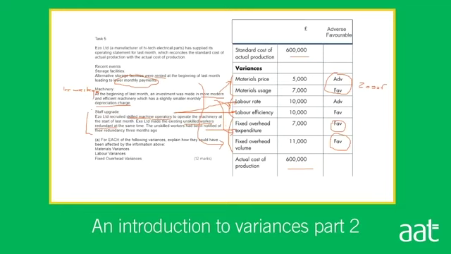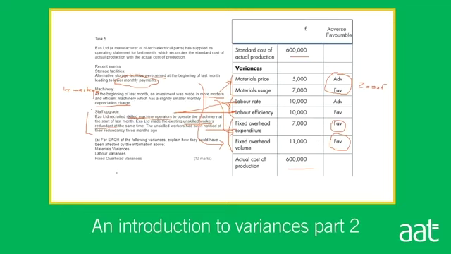So you can see a different way here of looking at variances. We can link them both ways. We can look at the changes within the company and how they affect the variances, but we can also look at the variances and then link them back to the changes. The exam questions in the exam papers go both ways.